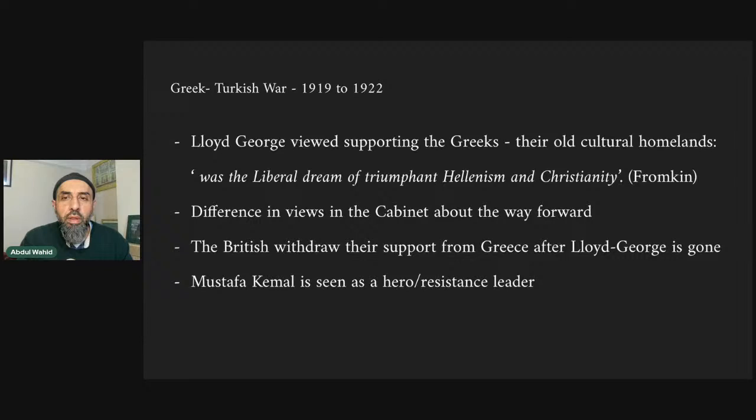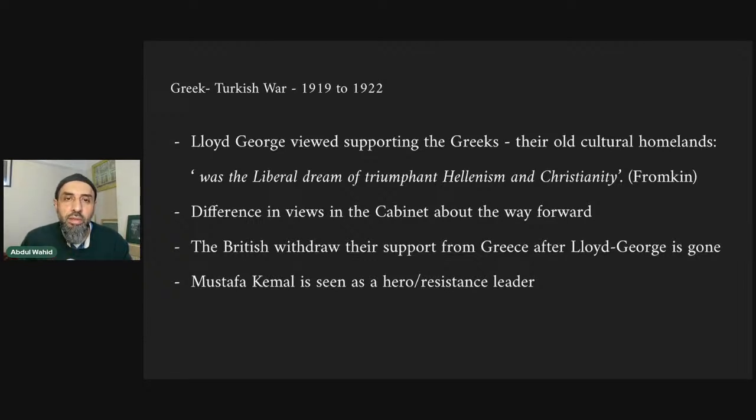In a similar period, there was Greece, which had kind of got its independence through the backing of Britain in World War I, breaking away from the Ottoman Khilafah. And Lloyd George viewed supporting the Greeks as almost something ideological, because he said that British Western civilization comes from Greece, so they welcomed what they thought of as the liberation of Greece. But there was not the same ideological fervor in the British cabinet at that time for supporting Greece. So actually, when Lloyd George left office, the British cabinet withdrew their support from Greece.